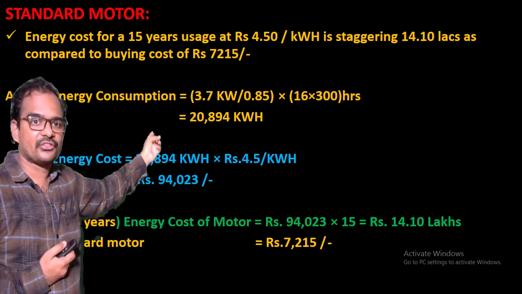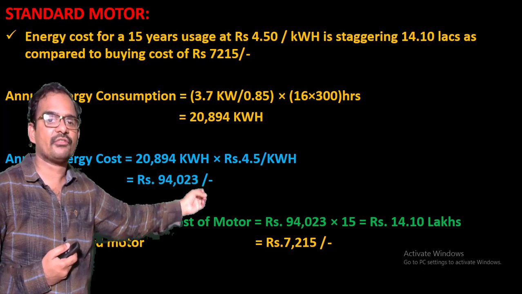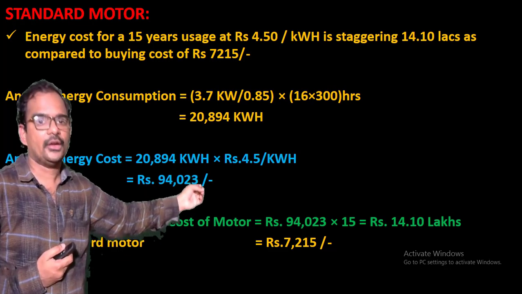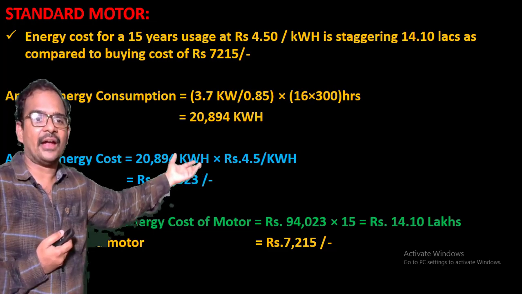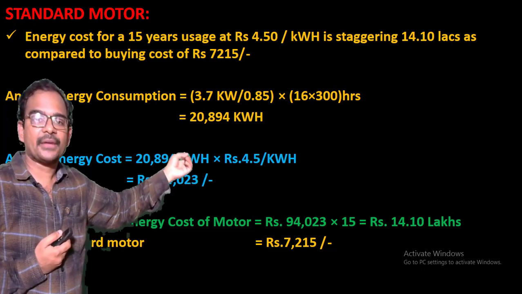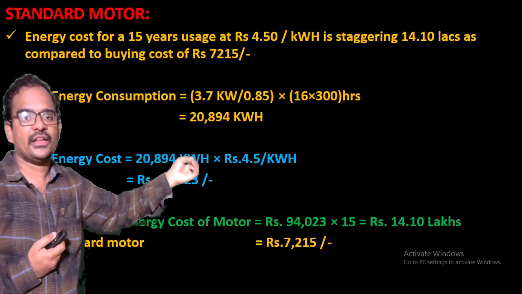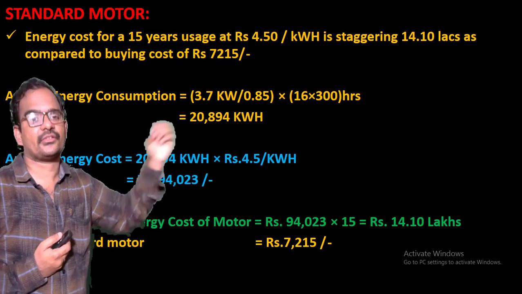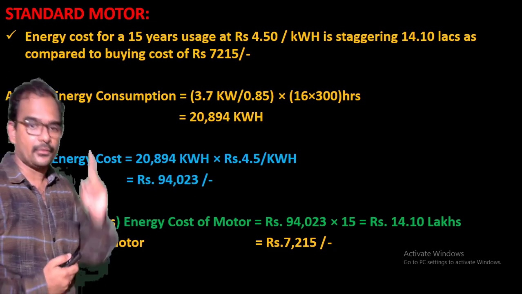Let's take the case of a standard motor. The mechanical power output is 3.7 kilowatt and the efficiency of a standard motor is 0.85. Now you get 4.325 kilowatts as the power input, multiplied by time. What is the operating time of this motor? 16 hours a day for 300 days. So you will get 20,894 kilowatt hours. It is for 1 year, right?